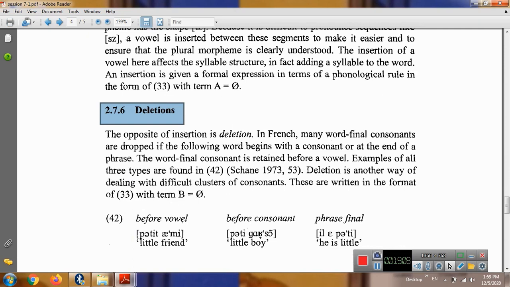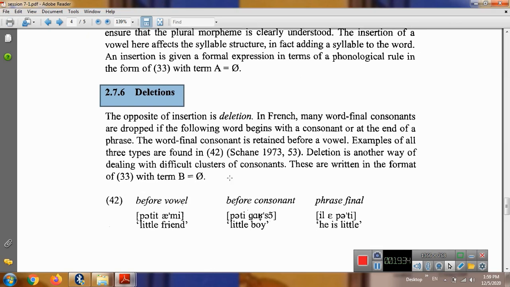We delete some sounds. In French, many word-final consonants are dropped if the following word begins with a consonant or at the end of the phrase. The word-final consonant is retained before a vowel. Examples of all three types are found in 32. Deletion is another way of dealing with difficult clusters of consonants.